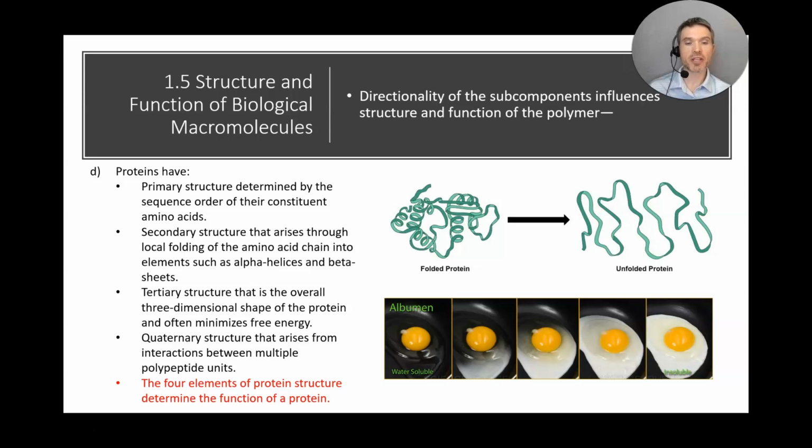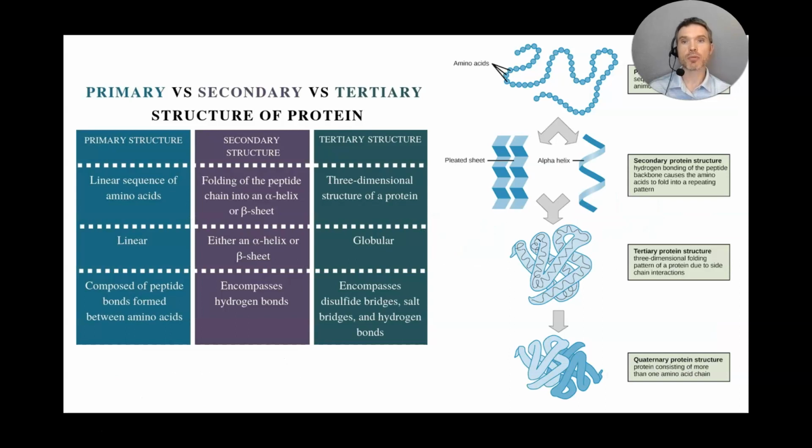And many of you have probably done this same experiment at home with an egg. We can see that the egg is water soluble. However, when you add heat to it, it now becomes insoluble. So you're actually changing the folding of the protein. You're actually interfering with the quaternary, tertiary, and secondary structure of that protein, and therefore you are changing the shape of it. This is just an overview of the primary versus secondary versus tertiary structure of the protein. You can see the compare and contrast at the different levels.